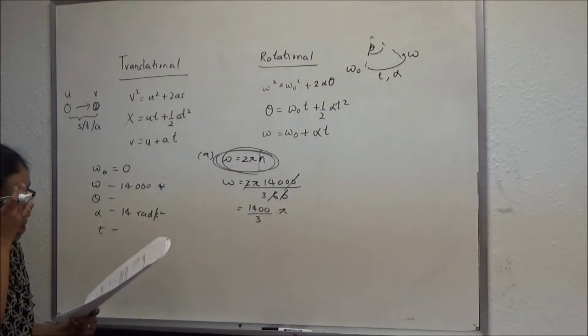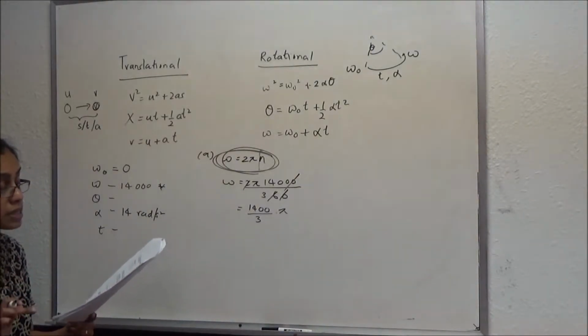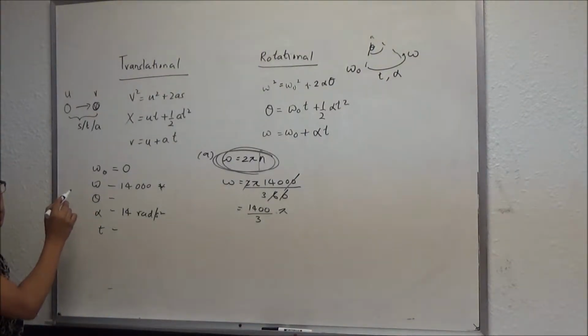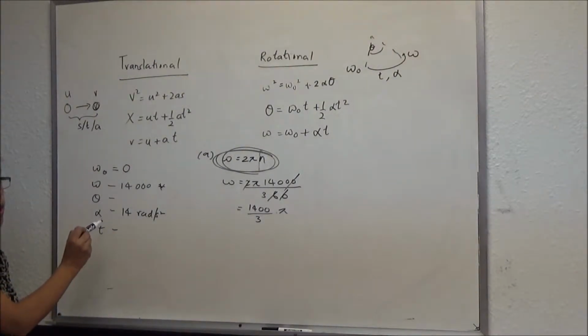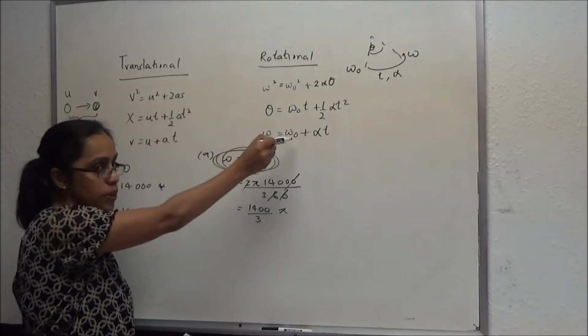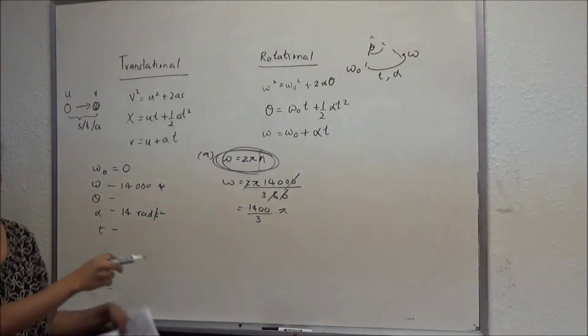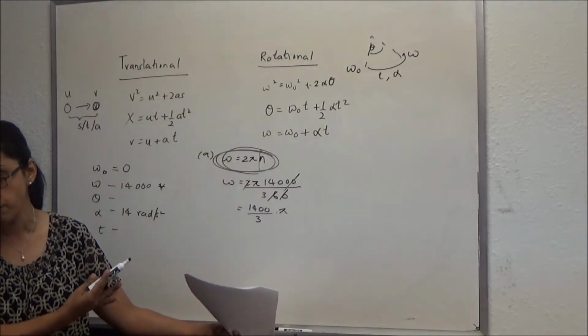Okay, the second question. How long does it take for the saw to reach its maximum speed? So what are they asking for? Now look at this. You have omega naught, you have omega, you don't have theta, you have alpha. So you have 5 parameters and 3 equations, and 3 of them are known and you need to find 2. So you have plenty of data and plenty of equations which you can make use of.